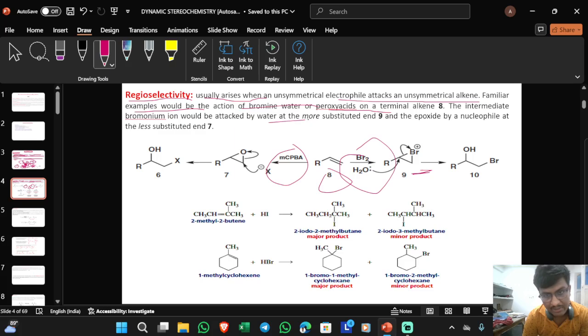Would the water molecule attack? Nucleophilicity at the least substituted position. If you do not understand, I am talking now about this.